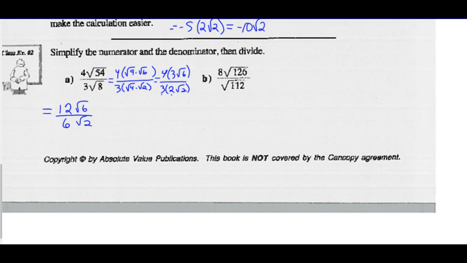And now I can go ahead and divide. 12 divided by 6 is 2. Root 6 divided by root 2 is root 3. So once I simplify those radicals, it's simplest form, nice and easy.